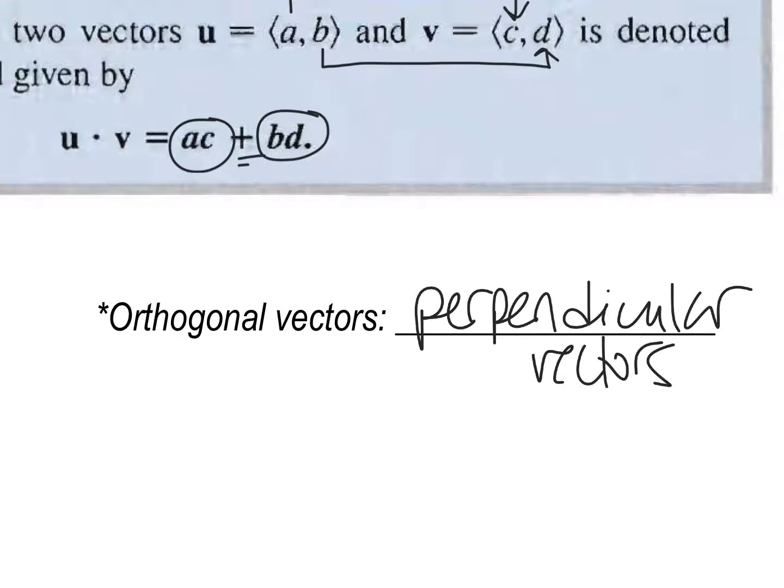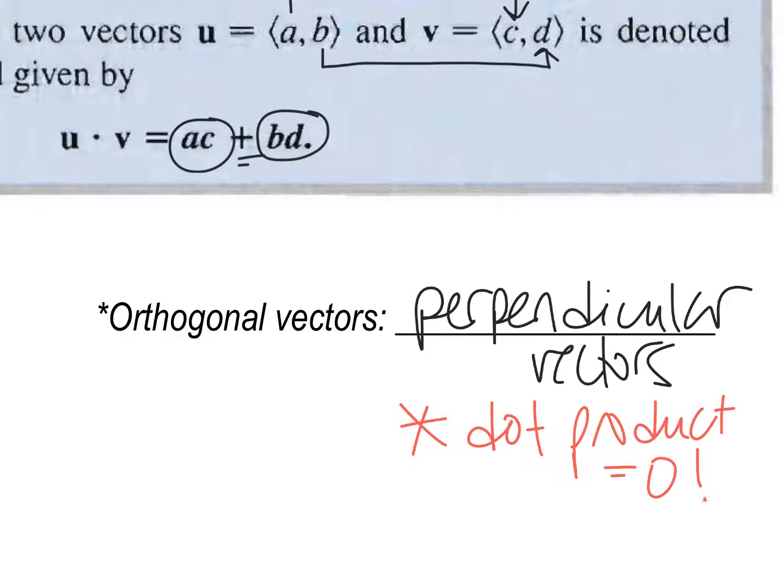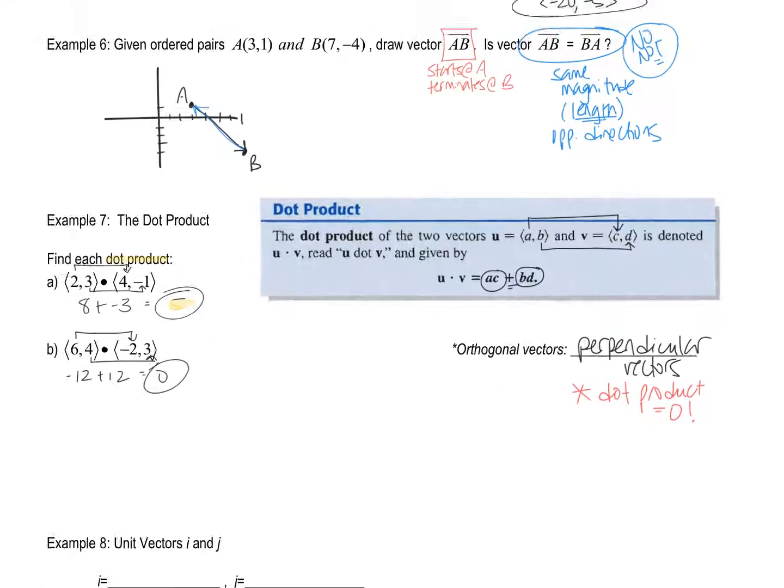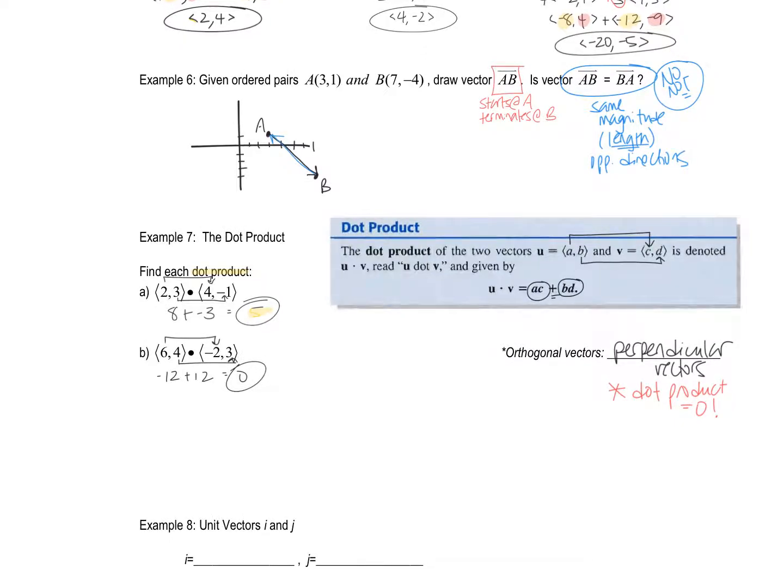Vectors, and how you can tell if two vectors are perpendicular without graphing them is that the dot product equals 0. Yay. Okay, so that is the purpose of having a dot product, to be able to check to see if vectors are perpendicular without actually graphing them.